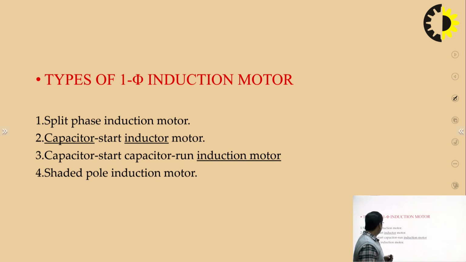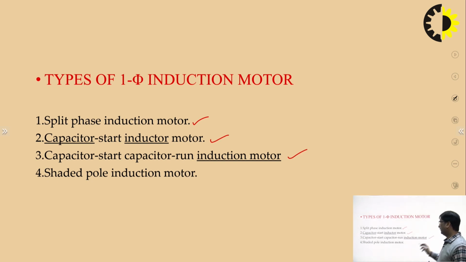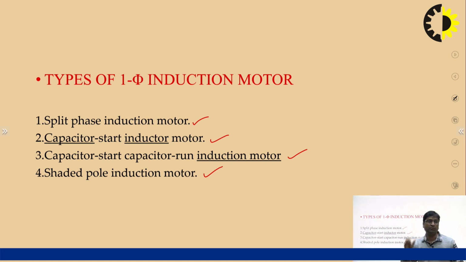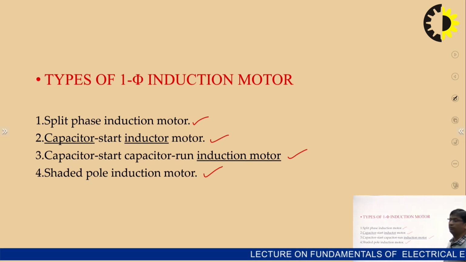So we have the split phase induction motor, the capacitor start induction motor, the capacitor start capacitor run induction motor, and the fourth one is the shaded pole induction motor. These are the 4 different types of starting methods in single phase. Now let us discuss one by one. The split phase induction motor means what? We are just splitting the phase of the stator flux. Let us take them one by one and discuss how each motor will be started.